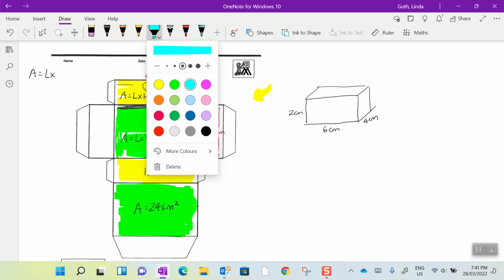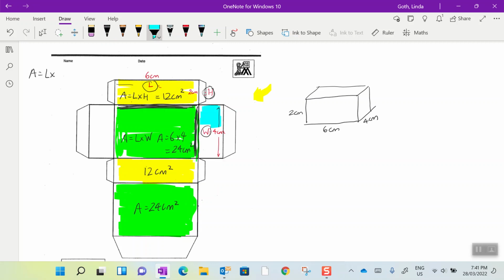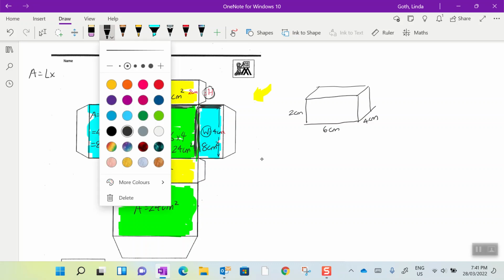Finally, we've got these other 2 rectangles. We've got this one here and this one here. Got a bit more room on the left-hand side. This one's going to be the width times the height. So area equals W times H, which in this case is 4 times 2, or 8 centimetres squared. So this one will also be 8 centimetres squared. So we've got 6 areas that we need to add together for our total surface area.